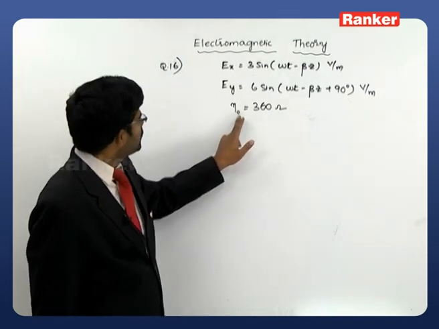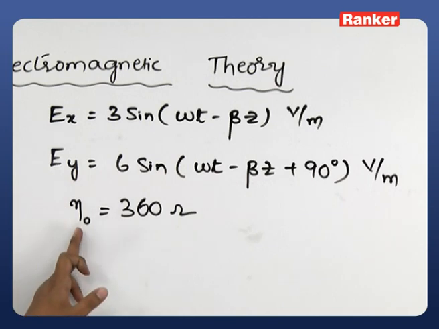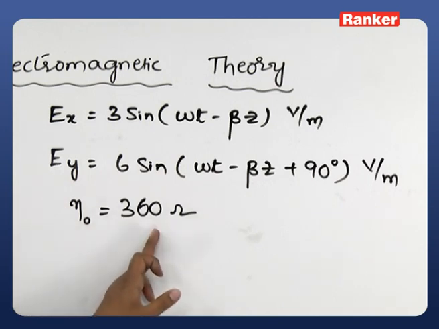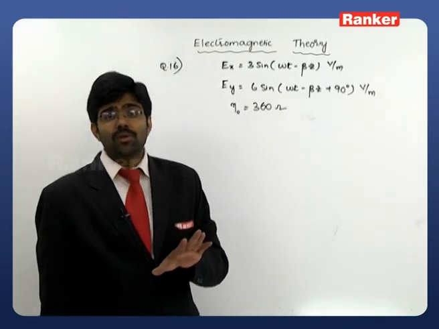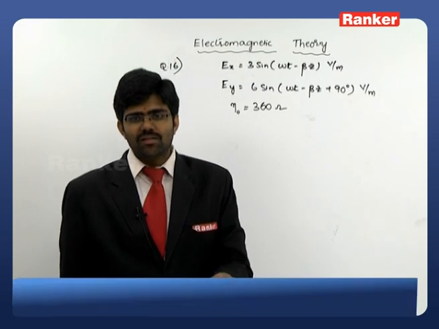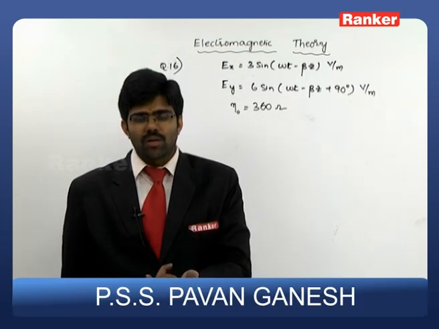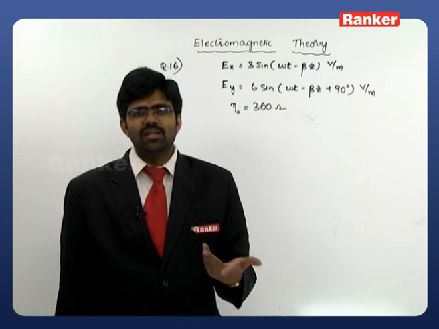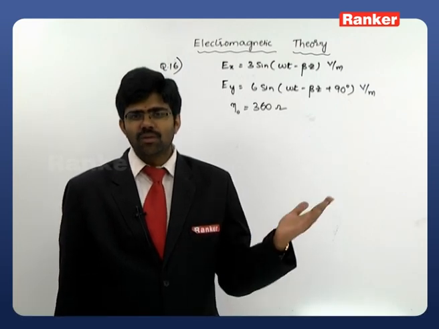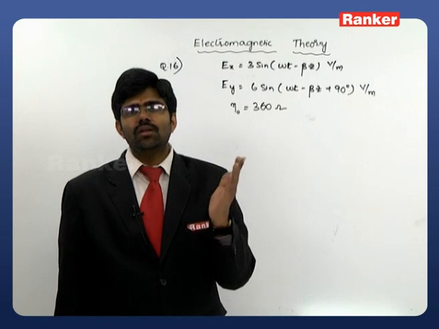And then we are supposed to consider the characteristic impedance of the medium as 360 ohms. We need to calculate the average power density. Since it is power density, in watt per meter square, power per area, we are supposed to calculate it. That can be calculated using our Poynting vector. The Poynting vector is just 1 by 2 E cross H.